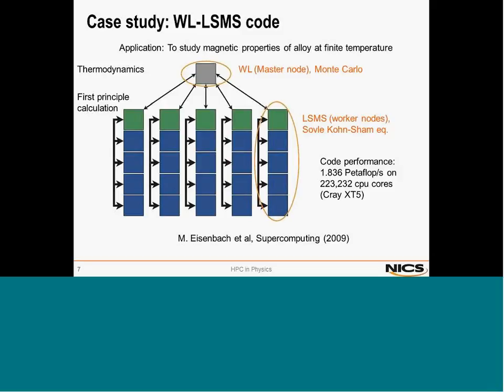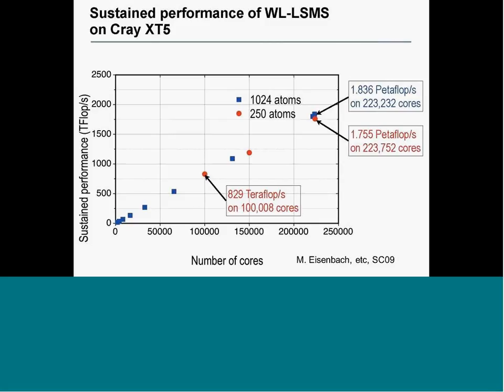As you can see, the master node does the dynamics part: it generates configurations and collects the energy for each configuration. And the worker node calculates the energy for one specific configuration and sends the energy to the master node. In this way, this code can achieve quite amazing performance.